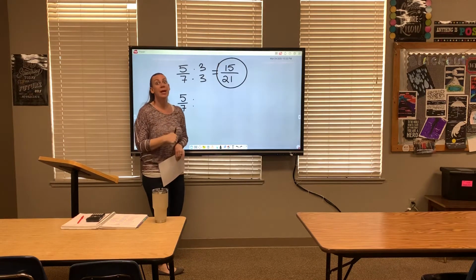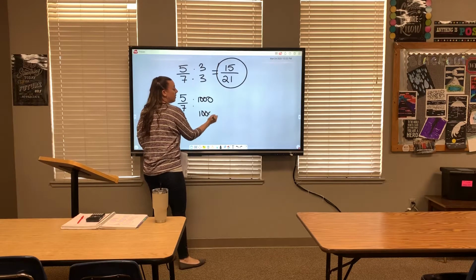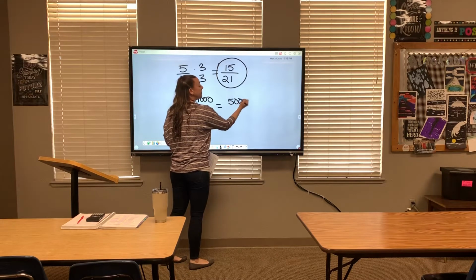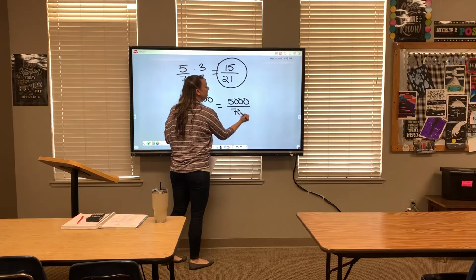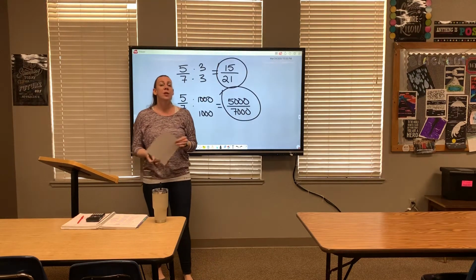Let's start with the same one, and we can do something fun. Let's say we multiply by 1,000, okay? Multiply the top by 1,000. That means the bottom has to be multiplied by 1,000 also, and I get 5,000 over 7,000, and I just created another equivalent fraction. So that's all we're doing today.